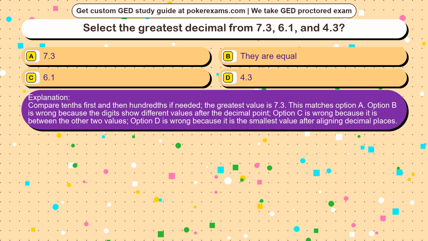Option C is wrong because it is between the other two values. Option D is wrong because it is the smallest value after aligning decimal places.